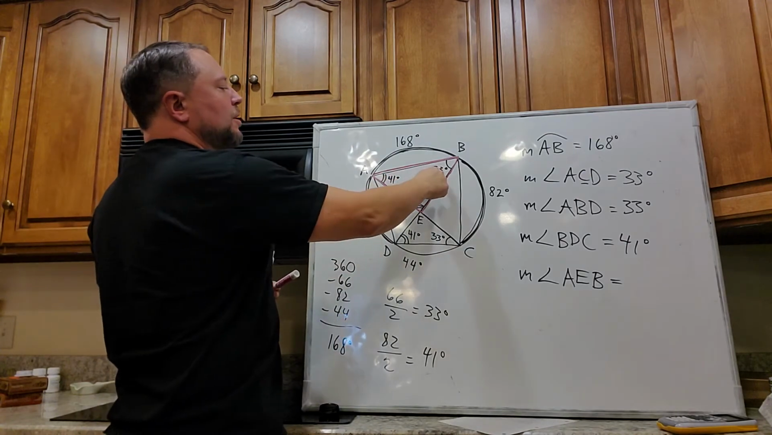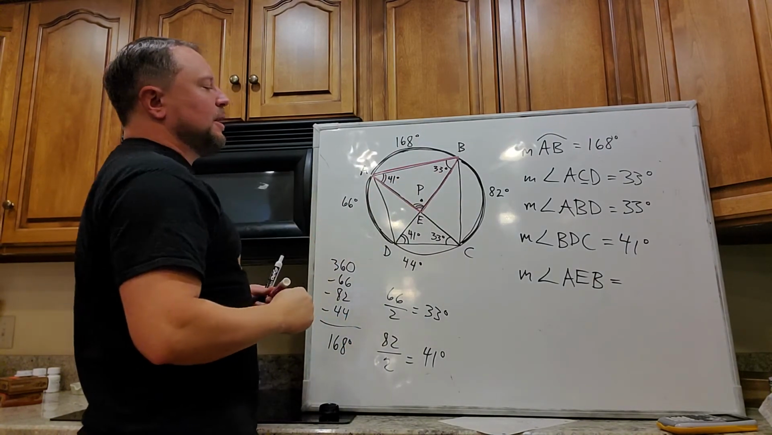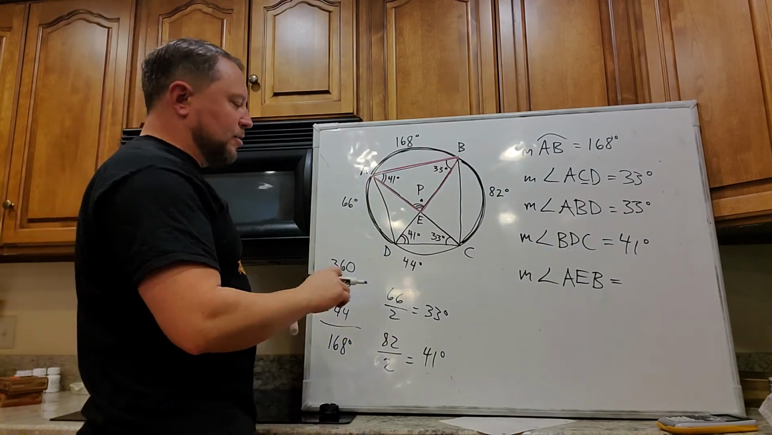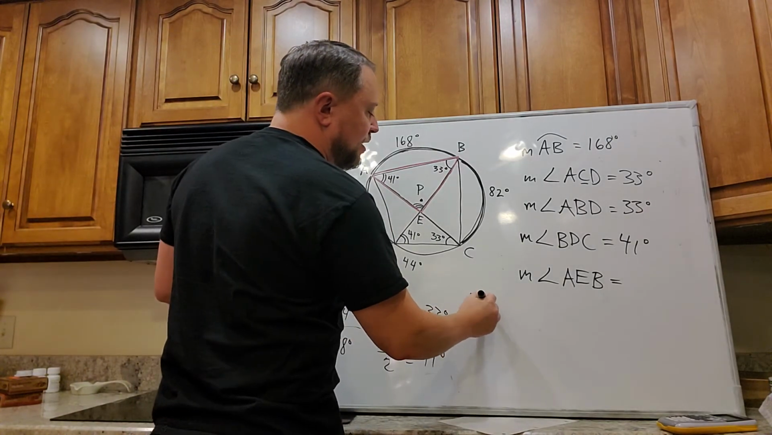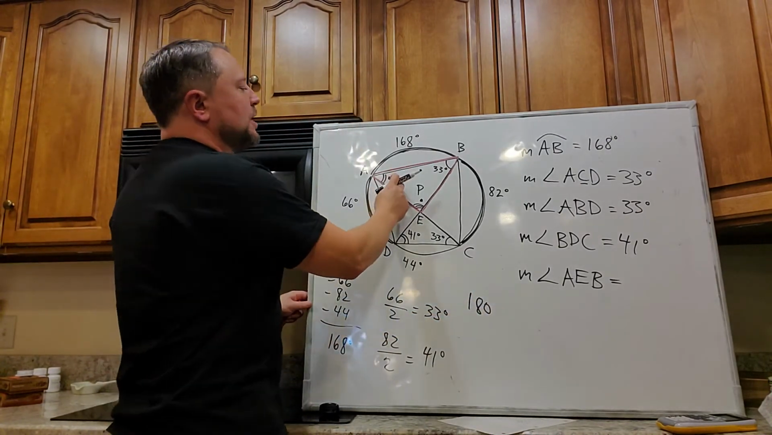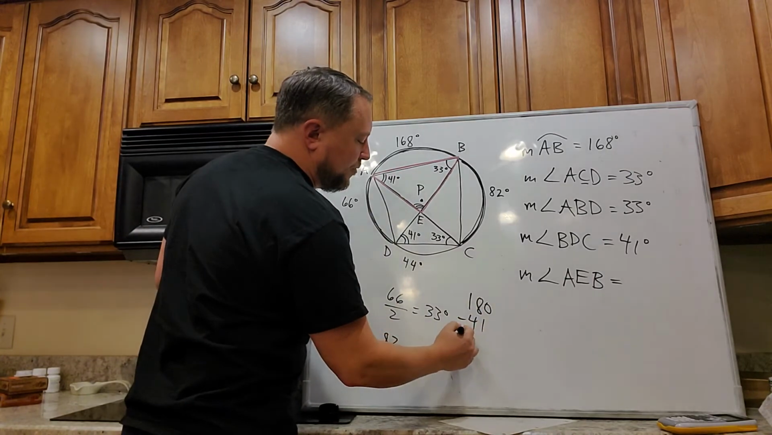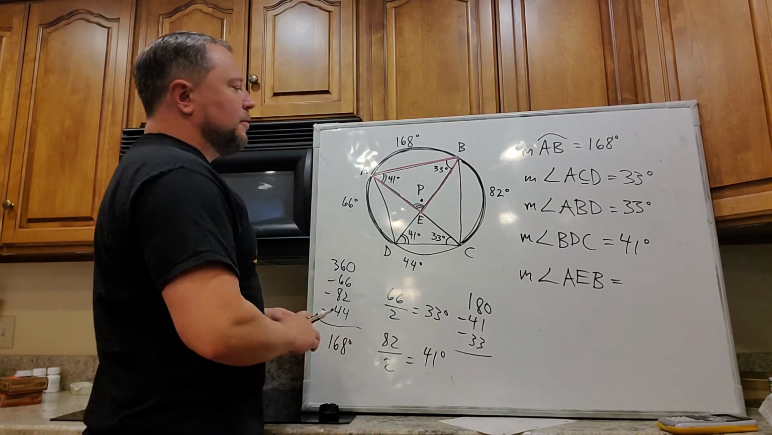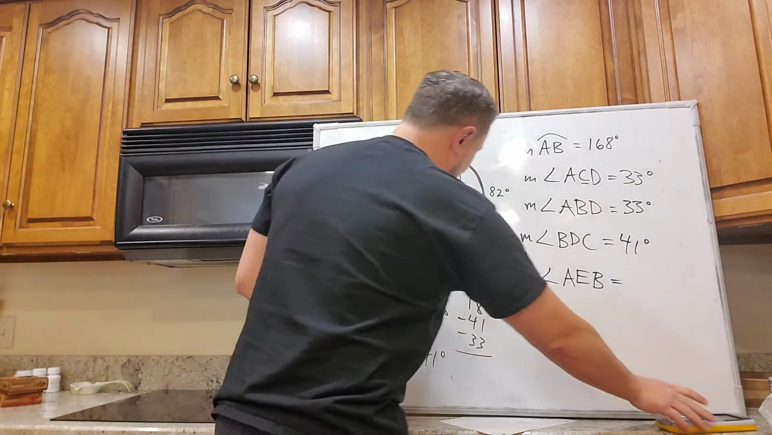We've got a 41, we got a 33. That's the last angle left of that triangle. And we know triangles always add up to 180. So if I take 41 and 33 off, that angle should be whatever's left.